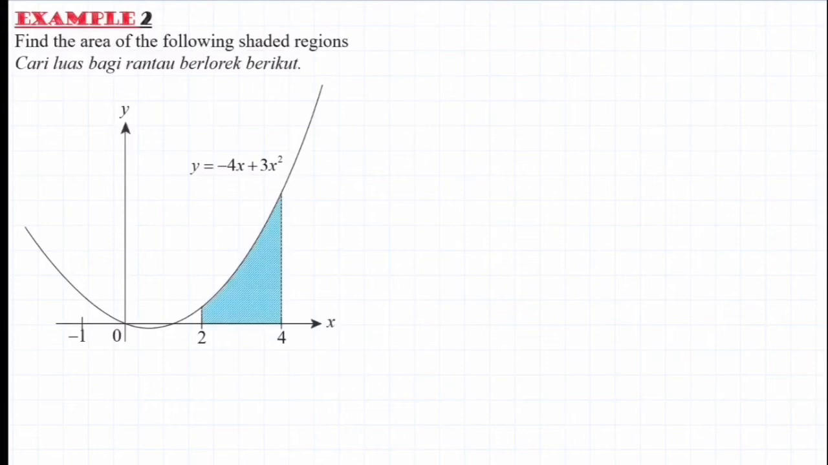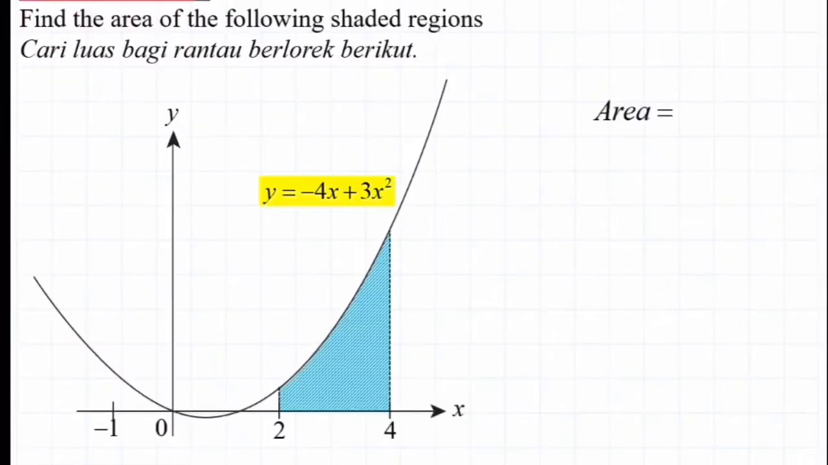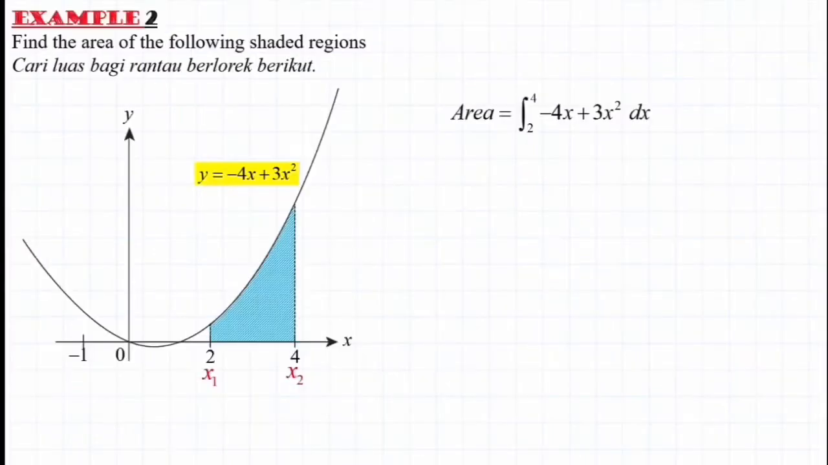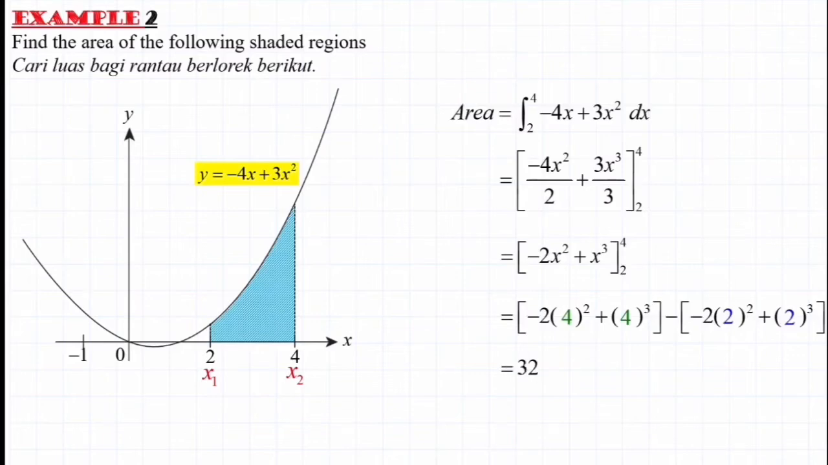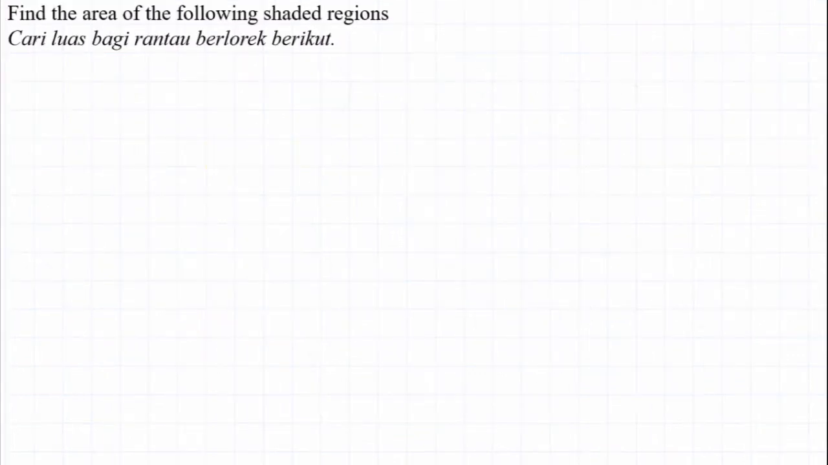Let's see another example. y equal to -4x plus 3x squared. The area is equal to the integral of -4x plus 3x squared dx for the limits from lower to upper, which is 2 to 4. So we will write the integral from 2 to 4 of -4x plus 3x squared dx, and then we will integrate to get -2x squared plus x cubed. Then we substitute 4 into the function, followed by 2, and we will solve and get the answer.